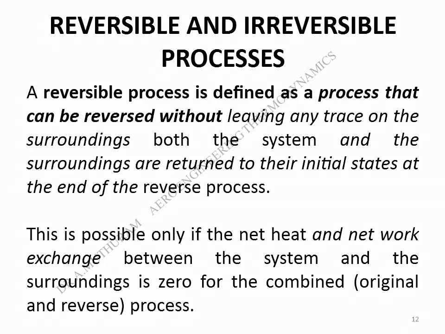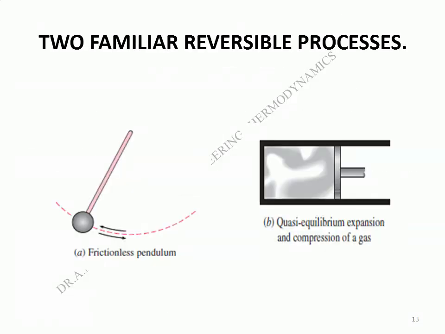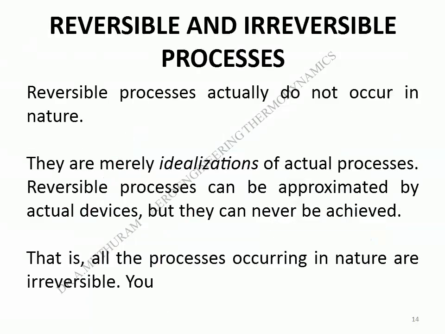Two familiar reversible processes. Reversible and irreversible processes. A reversible process is defined as a process that can be reversed without leaving any trace on the surroundings. Both the system and the surroundings are returned to their initial states at the end of the reverse process. This is possible only if the net heat and net work exchange between the system and the surroundings is zero for the combined original and reverse process. Processes that are not reversible are called irreversible processes.